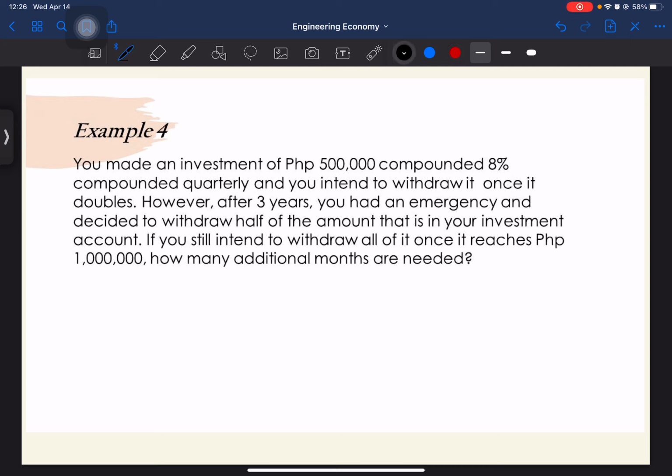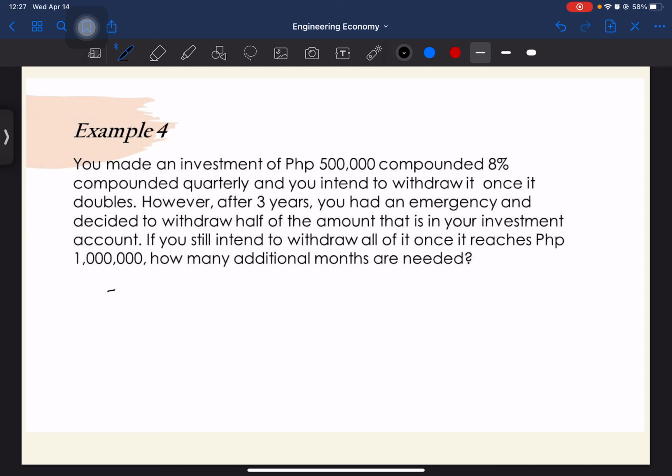Sabi ganito, nag-invest ka 500,000. You know na mag-grow yun by 8% compounded quarterly. Tapos, sabi, withdrawin mo yun once na madoble siya. So, ibig sabihin, once na umabot na 1 milyon. Okay, pero isipin mo, gaano katagal yun? Ilang months ang aabutin nun? Okay, anyway, kumpitin muna natin yun.